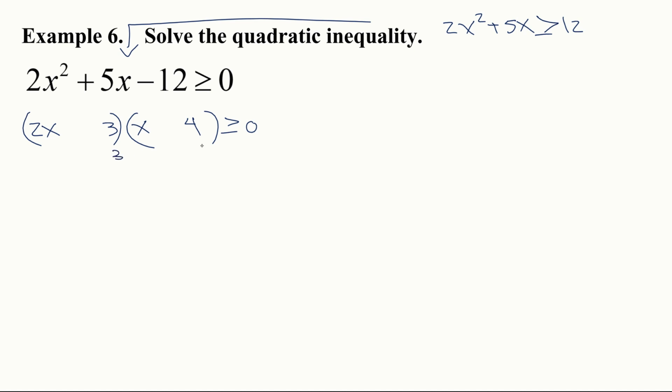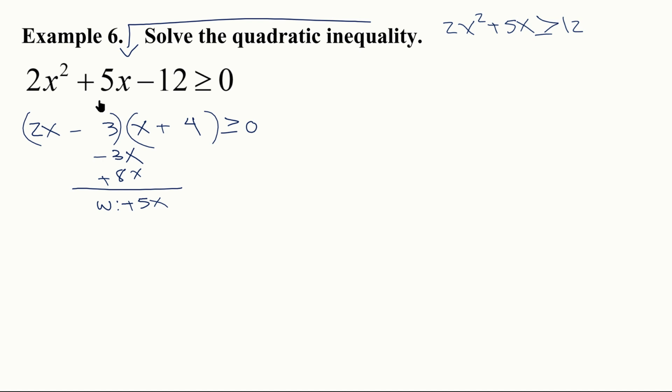Notice that the inner product is 3x, the outer product is 8x. What I want is positive 5x, right? That can happen if the 8 is positive and the 3 is what? Is negative, right? So the negative here, positive here. So notice we're going to check it. First times first, last times last: negative 3 times positive 4 is negative 12. Inner product is negative 3x. Outer product is positive 8x, which add up to give me positive 5x. So I know for sure I've factored it correctly.